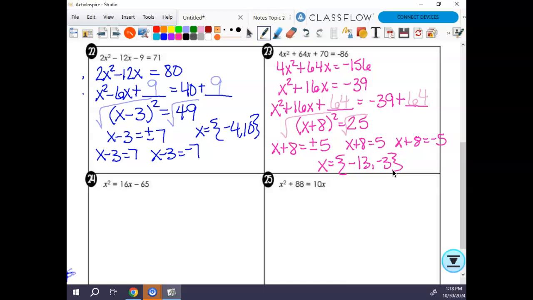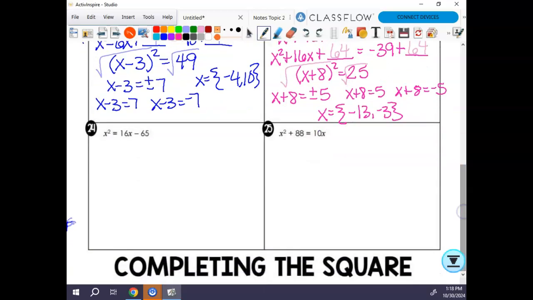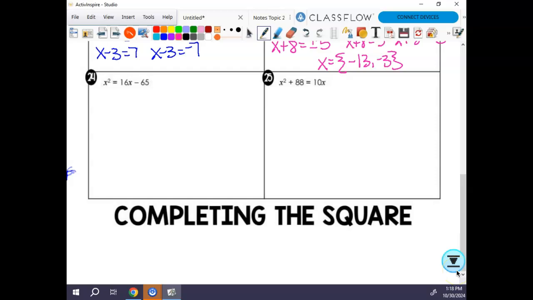So then let's do 24. We'll just do the last two together then so that we can practice some and then you can have time to work. All right, so on this one, what do I need to move?